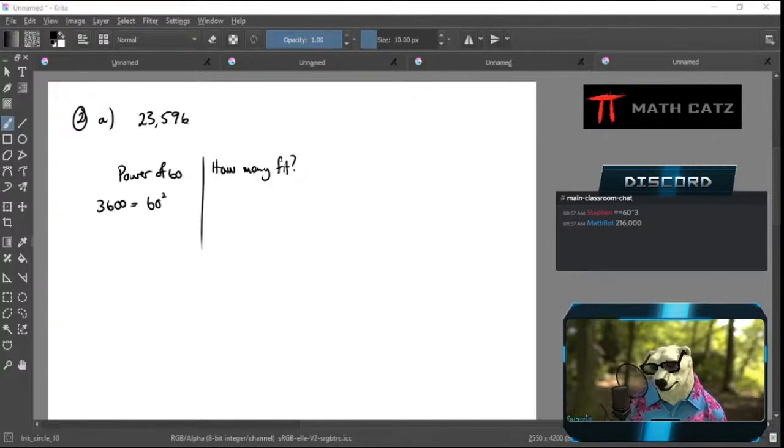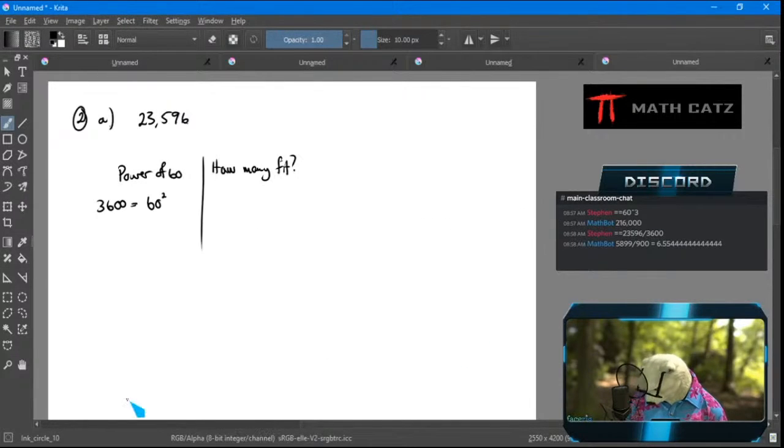So I go, the number 23,596 divided by 3600. I made a typo. 23,596 divided by 3600. MathBot says 6 and a bit. So it can fit 6 whole times.